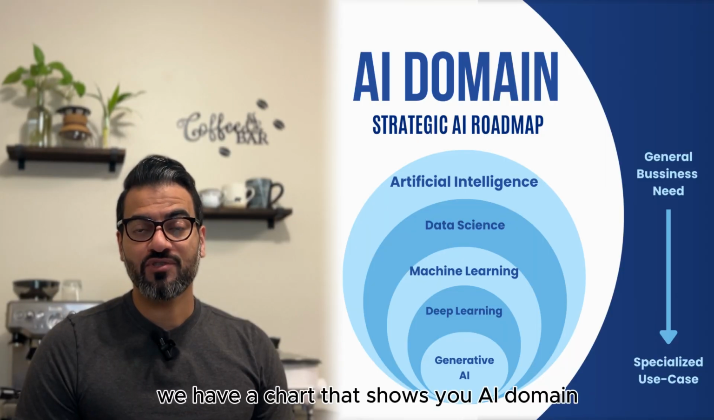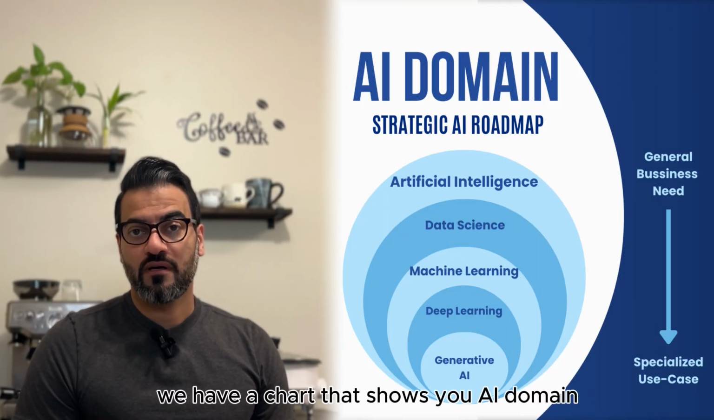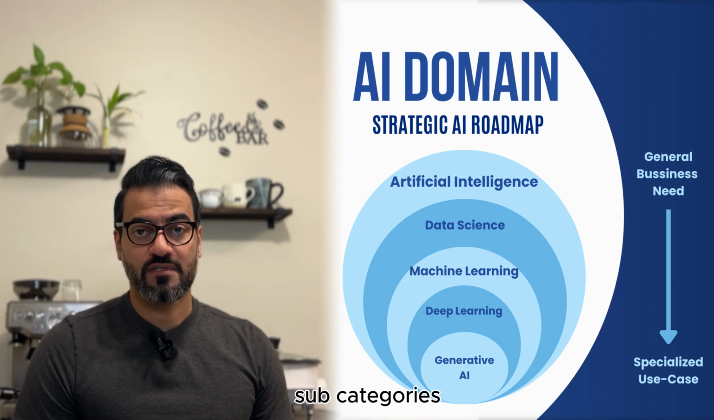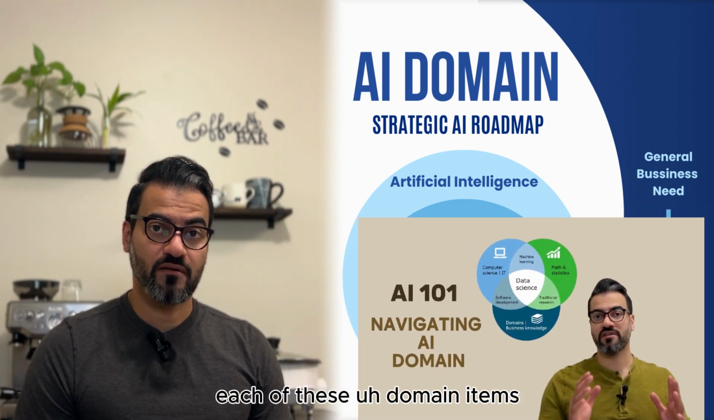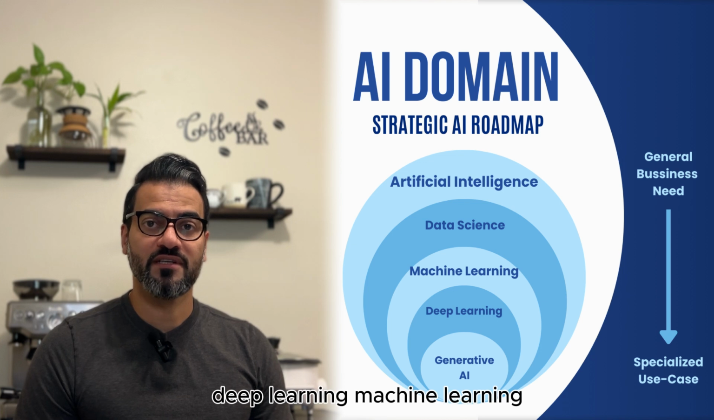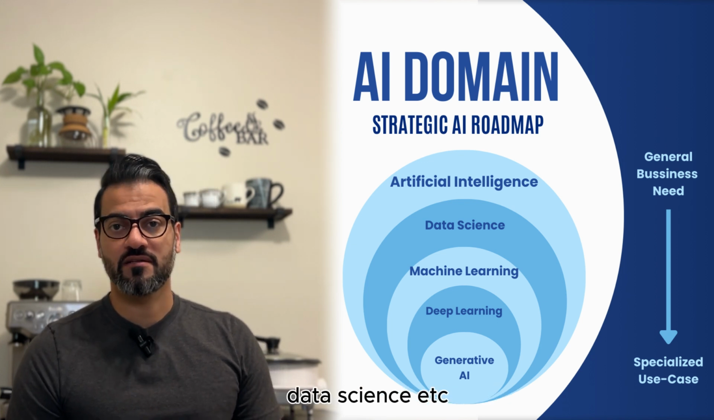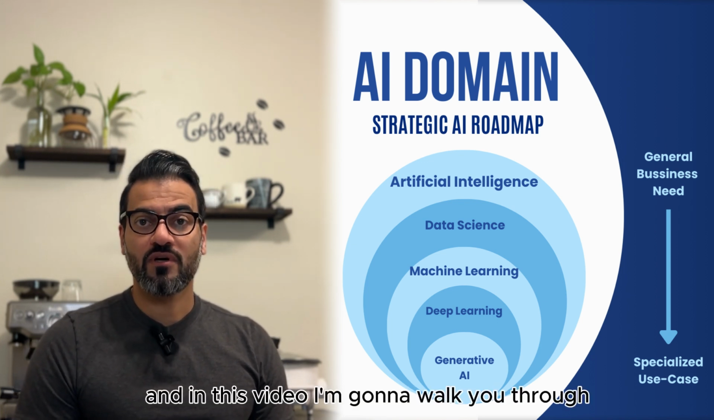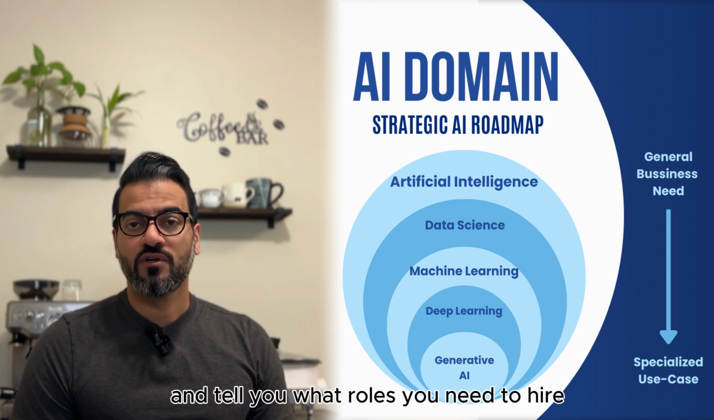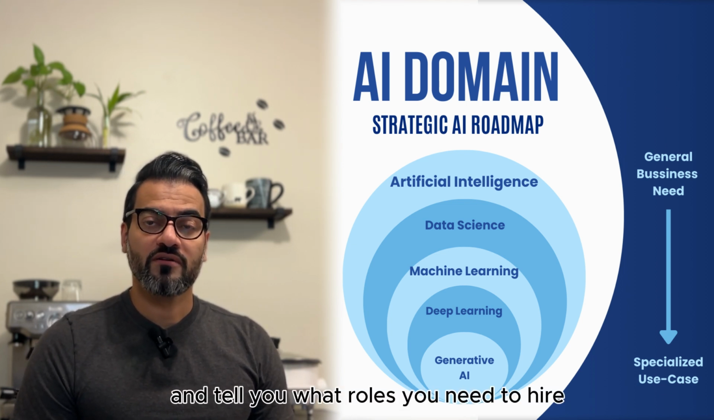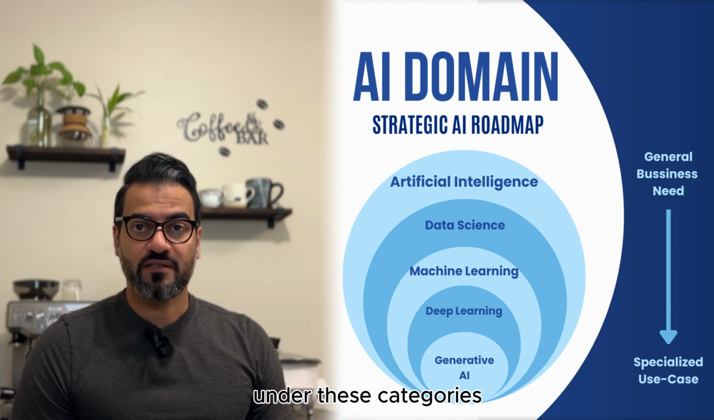Alright, here we have a chart that shows you AI domain and subcategories. In the last video, I explained and talked about each of these domain items: deep learning, machine learning, data science, etc. And in this video, I'm going to walk you through each of these categories and tell you what roles you need to hire for each use case under these categories.